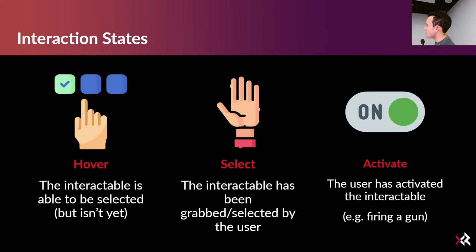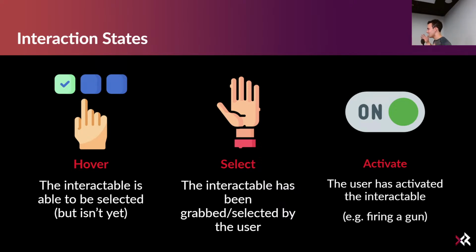So there are also what are called interaction states, and this basically dictates the different modes or states that interactables can be placed in, or how interactors and interactables can communicate to let them know what's happening. There are three main ones, called hover, select, and activate. Hover is the interactor telling the interactable that you're being hovered. The user is thinking about using you but hasn't done anything yet.